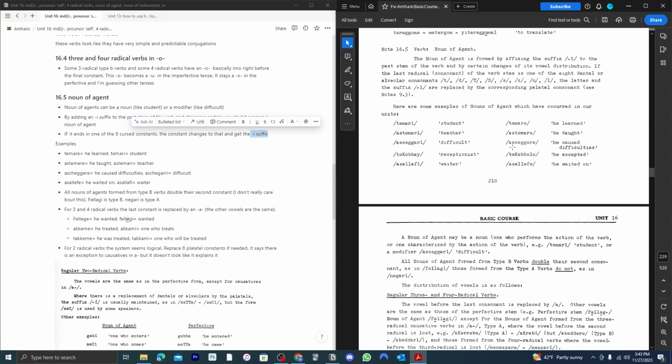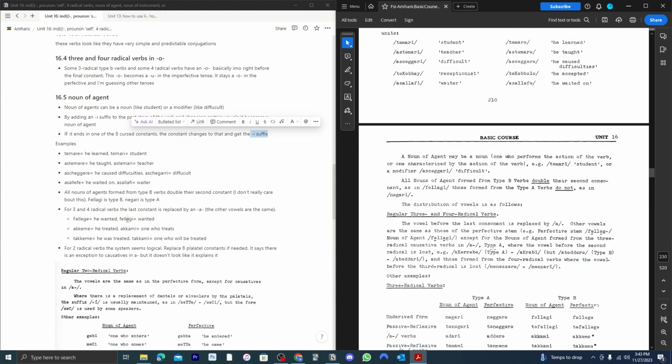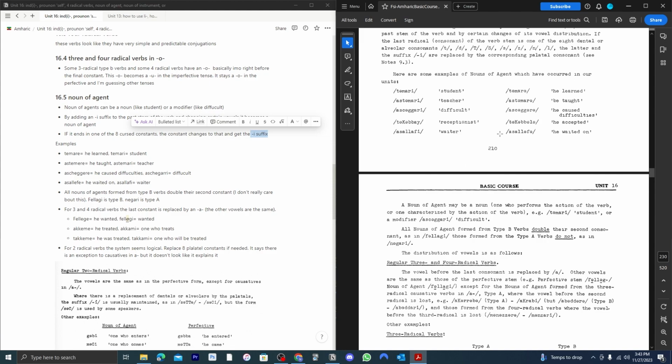This is probably a one, two, three, four. I'm guessing it's a four radical verb. This E, the final E before the last consonant, is going to turn into an A for both three and four radical verbs. So that's why you'll see that happen. And then I'm trying to find a palatal consonant example.